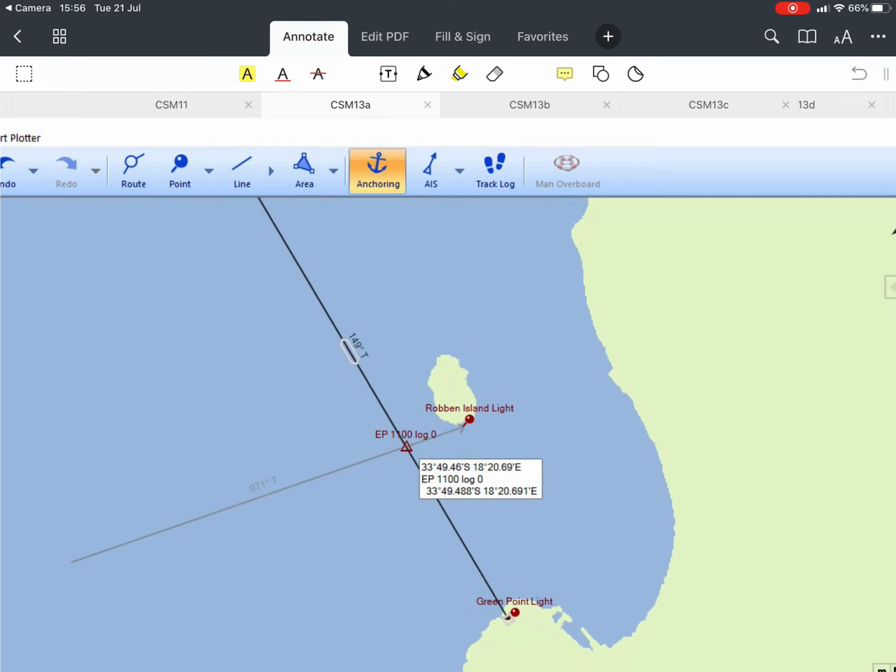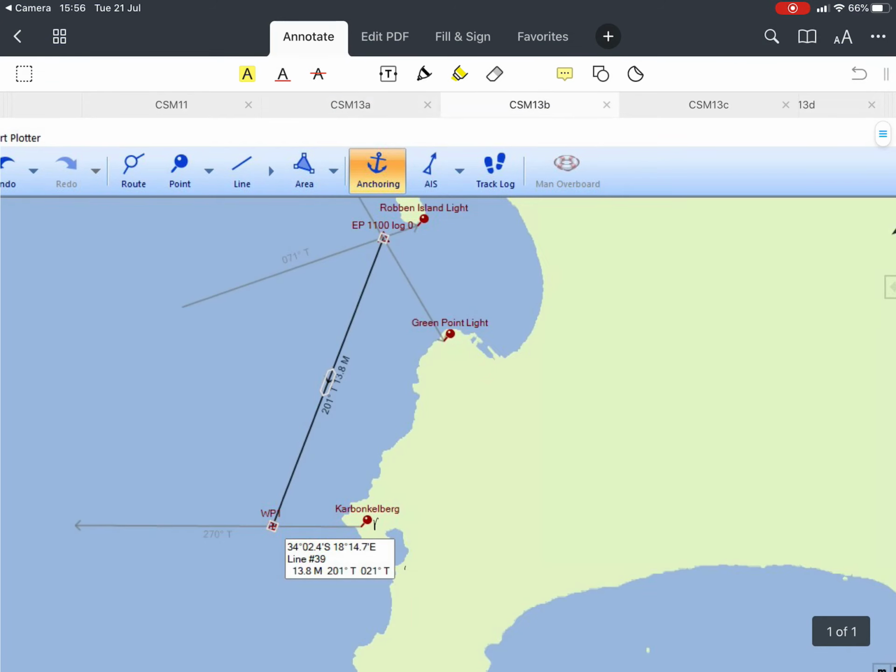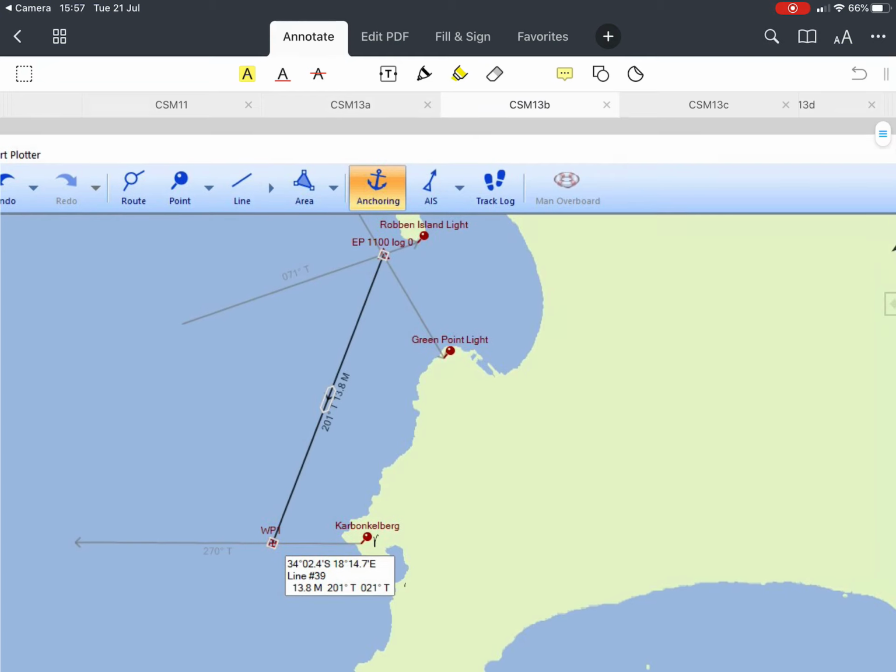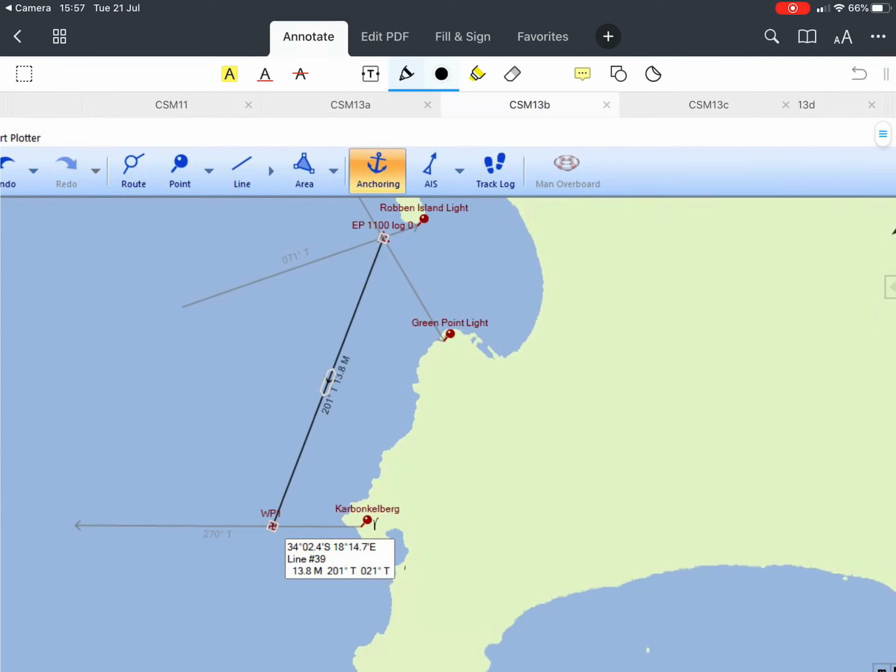too close. We then decide at 11 o'clock we're going to aim for our waypoint, which happens to be 34 degrees 2.4 south, 18 degrees 14.7 east, which is 4 nautical miles due west of Kabonkelberg. So I used the 270 line and I found my 4 miles and I took my waypoint. My boat can do 9 knots. I've found a course that I want to steer of 201, and the distance is 13.8 nautical miles. So how long is it going to take me?